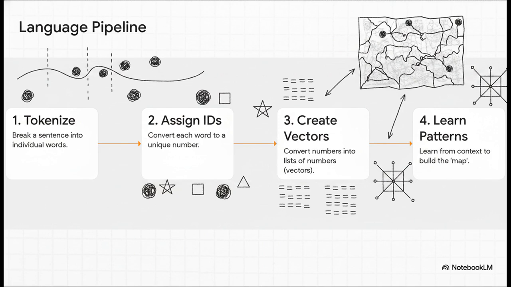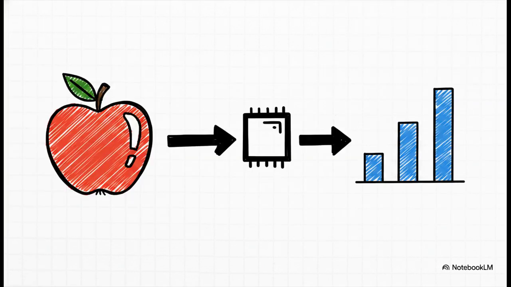Step 3, this is where it gets cool. Those numbers are turned into big lists of other numbers. We call them vectors, and those are GPS coordinates. And finally, step 4, the computer just starts to learn. It reads billions of sentences to figure out where each and every coordinate should go on its map. And this is what you end up with. To the computer, the word apple is totally gone. It's been replaced by its vector, its coordinate. It's now just a list of numbers that represents its location in this giant space of meaning.